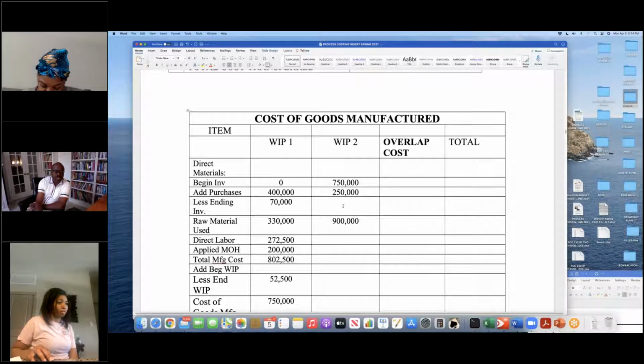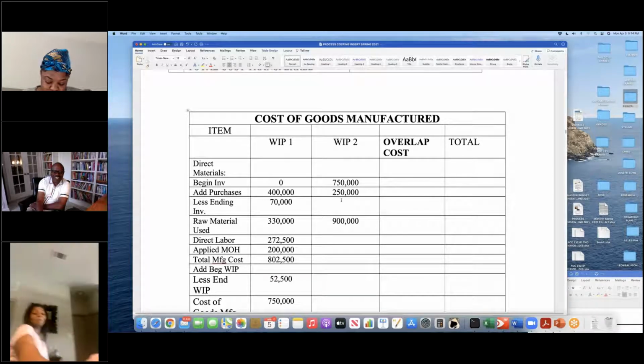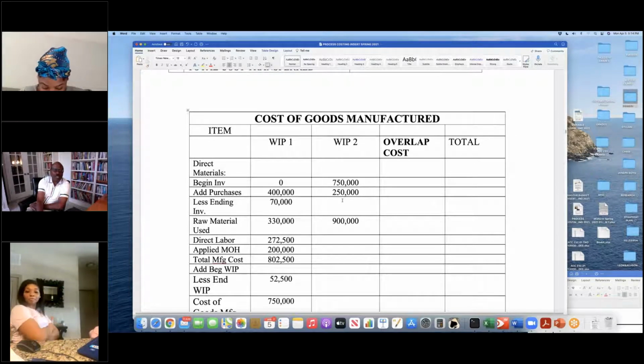So what did the ending inventory have to be? Well, we just put that. What's 750 plus 250? It's a million, right? Right. And so the ending inventory had to be what? If you use 900,000, it's 100,000.